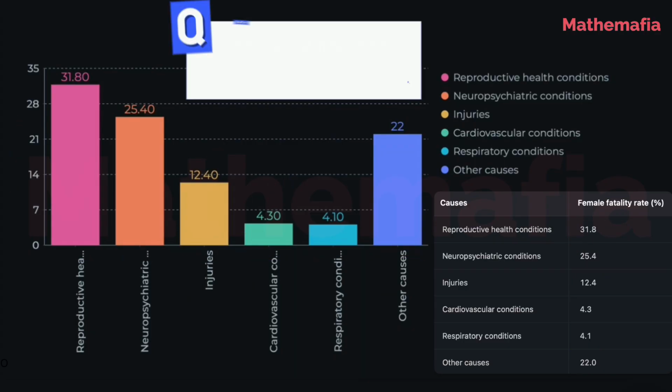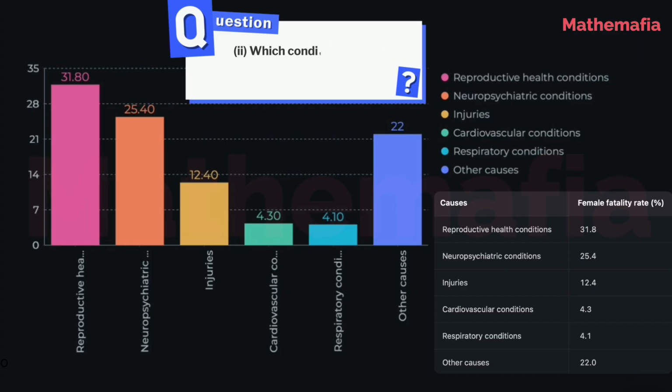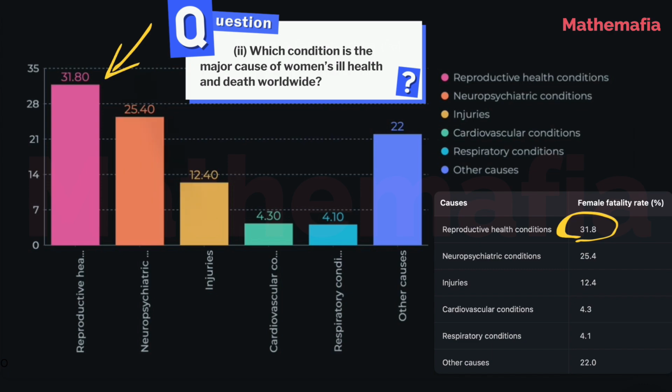Let's now solve the second part of this question. It says, which condition is the major cause of women's ill health and death worldwide? So all you have to do is either figure out the biggest number given in the table, or visually look for the tallest bar. So this is the major cause. That means reproductive health conditions is the major cause of women's ill health and death worldwide.